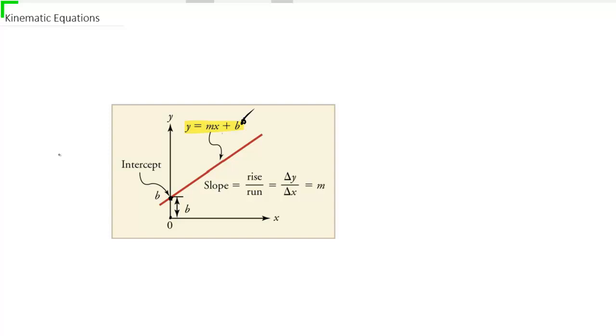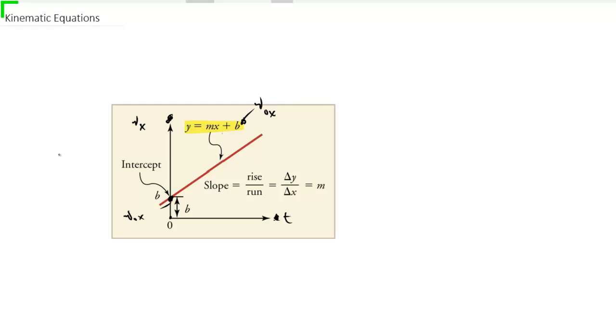But since we want to talk about constant acceleration, let's change this to be, instead of a y versus x plot, a velocity versus time plot. So we'll plot velocity in the x direction versus time, in which case the vertical intercept would be our value of velocity when time is equal to 0, which we've denoted previously as the initial velocity in the x direction, v naught x. So this b is v naught x.